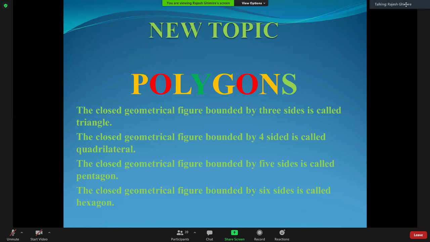And what will be the closed geometrical figure bounded by seven sides? The closed geometrical figure bounded by seven sides is called heptagon, or septagon. And a closed geometrical figure bounded by eight sides is called octagon. A figure bounded by nine sides is called nonagon, and the closed geometrical figure bounded by ten sides?